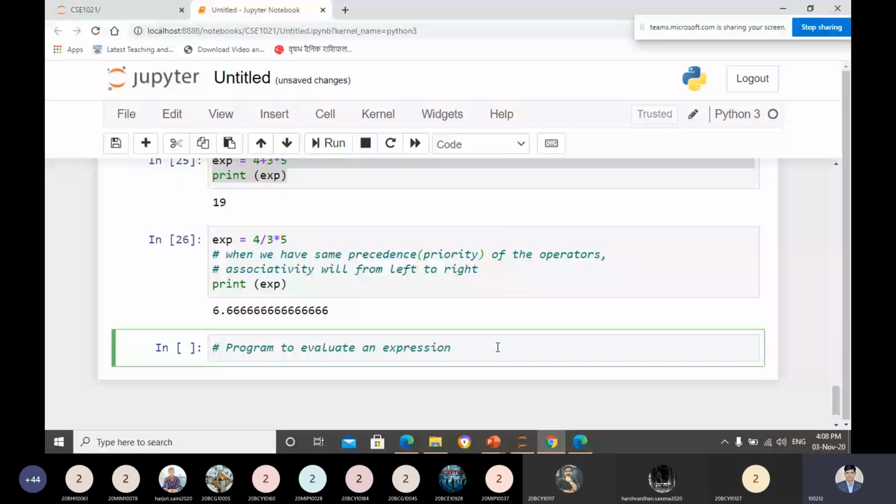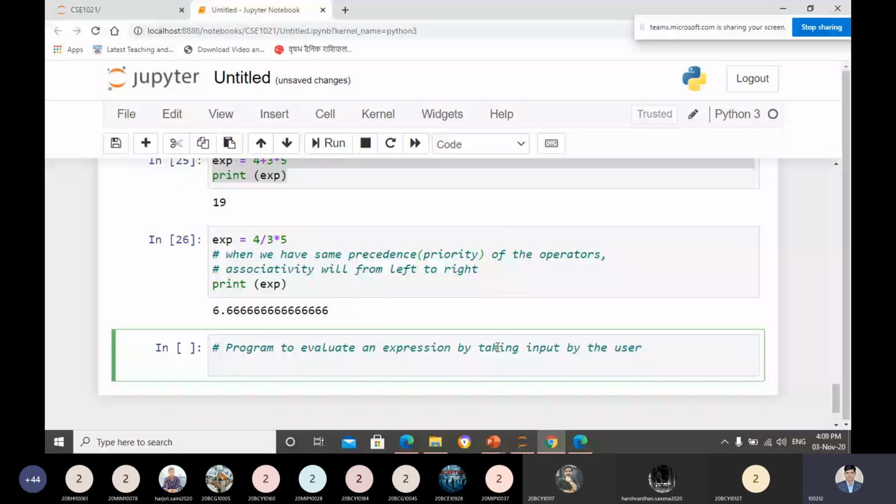Okay, program to evaluate an expression by taking input by the user. This simple program I'm making. So, what expression do I want to evaluate? Now tell me what you want. Getting the average of the 4 or 3 numbers. Yes, please tell me. I'm just typing here. I can change.